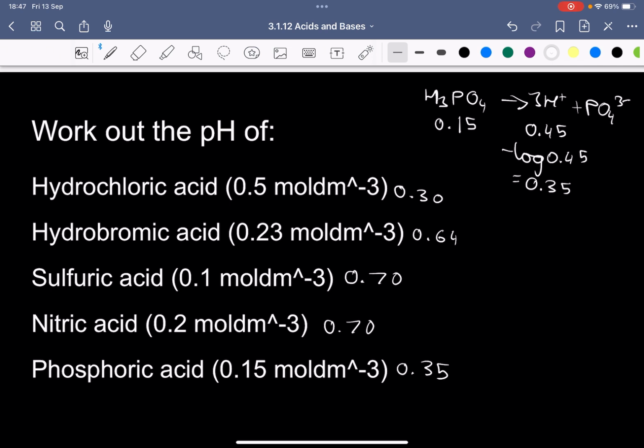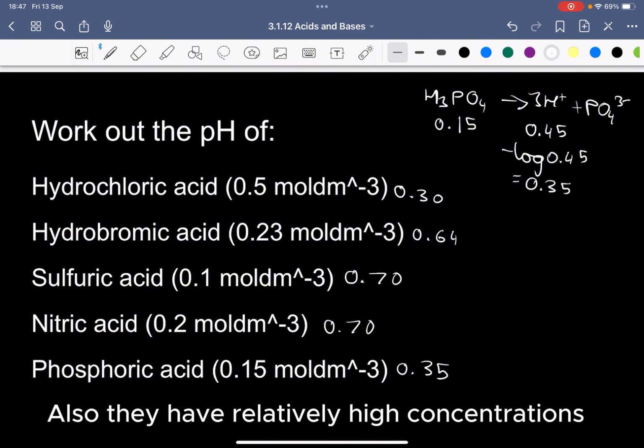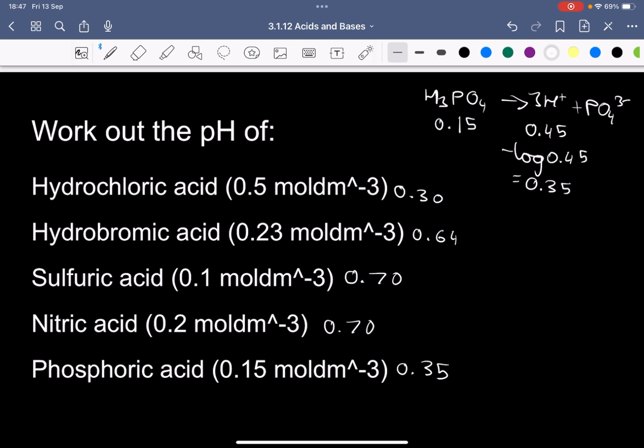Now the reason why all of these pHs are so low is because they're strong acids. Okay? And strong acids normally have a really low pH. Also, I think it's really useful to memorize the formulas of all these acids. So hydrochloric acid is HCl, hydrobromic acid is HBr, sulfuric acid is H2SO4, nitric acid is HNO3, phosphoric acid is H3PO4. Okay?